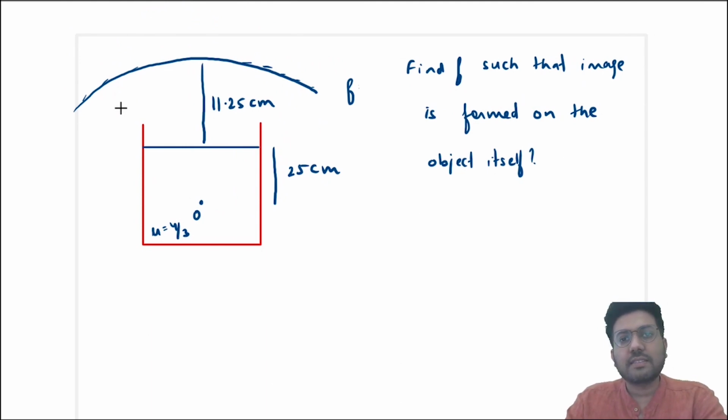So this is a similar type of question which is homework for all of you. The same question, mu 4 by 3, the distance only has changed and the remaining question is the same. We need to find f such that image is formed on the object itself. So this type of question came in JEE Advanced 2005, or you can say IIT 2005.